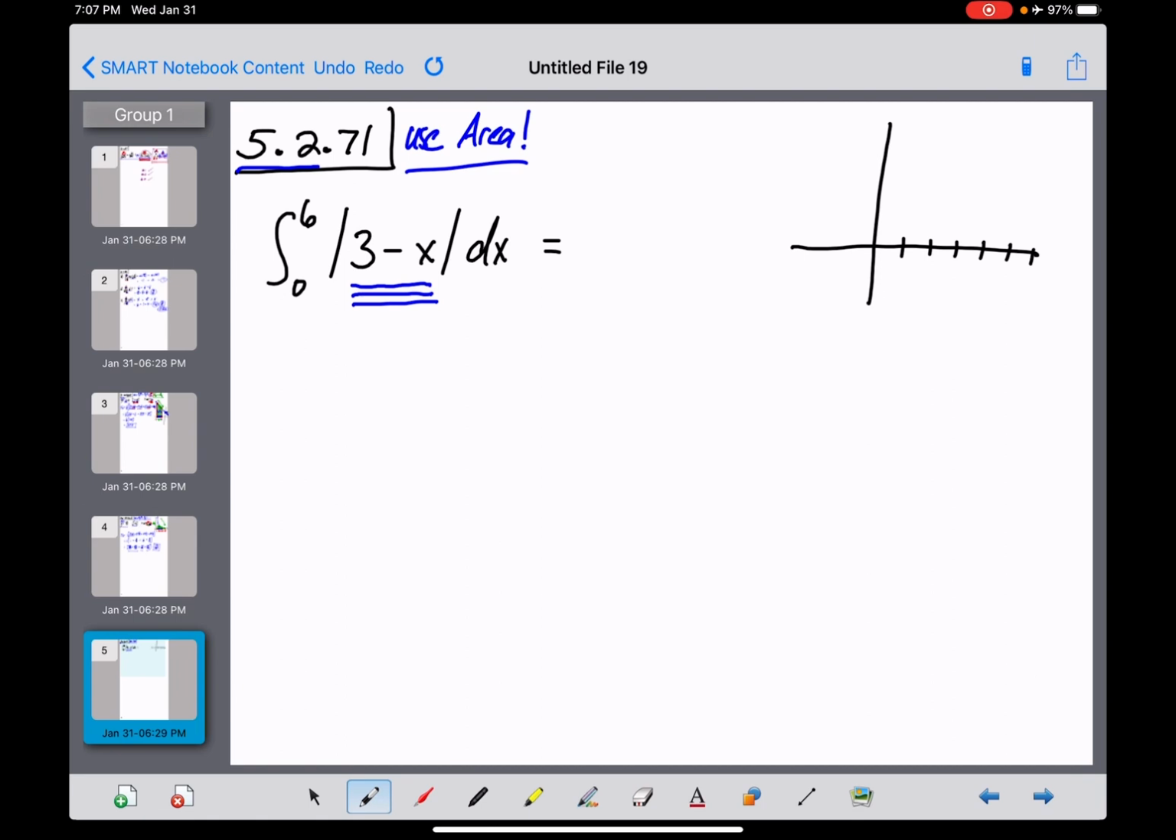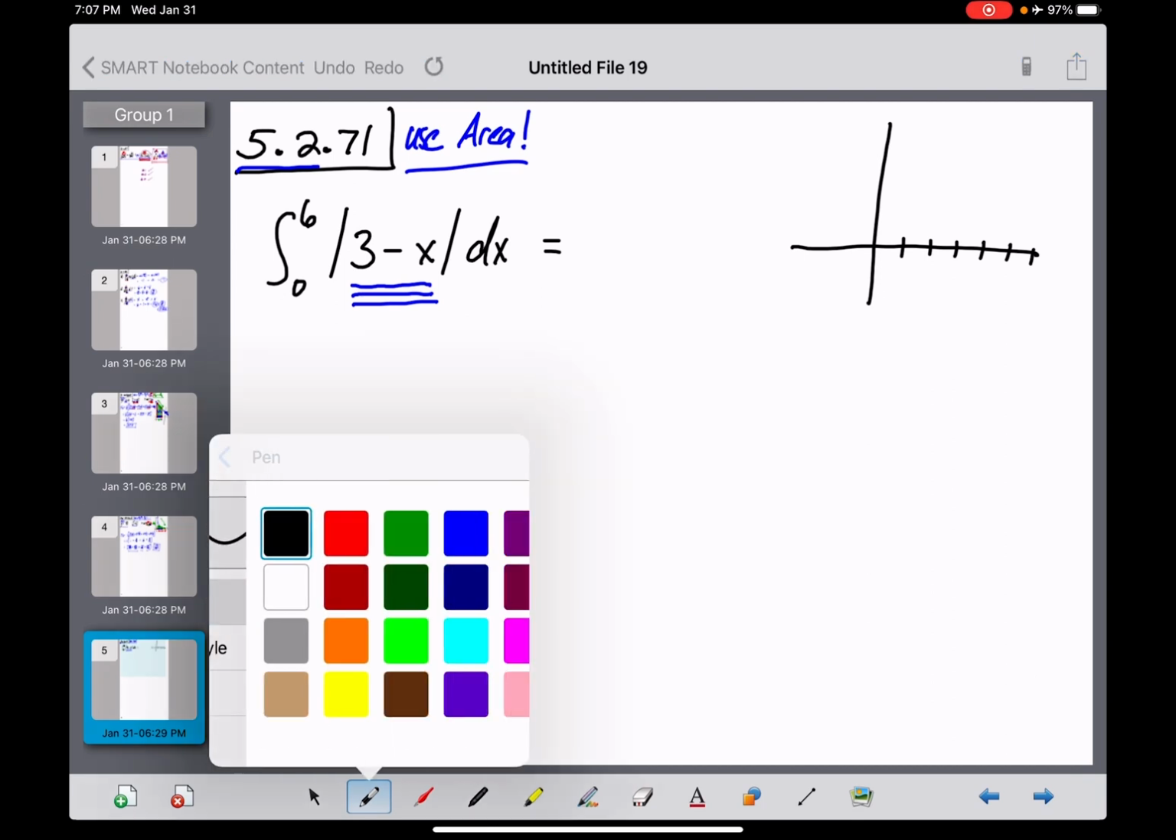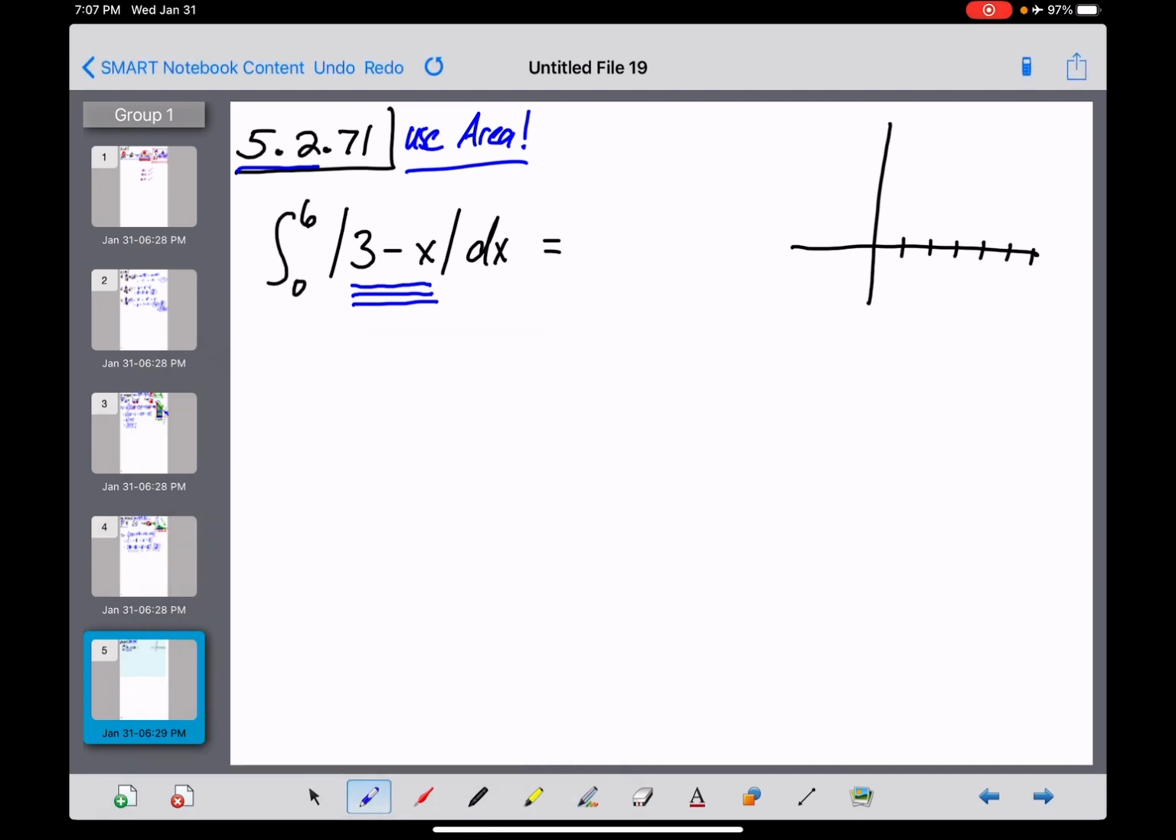All right, so at that value of 3, let's just think about what happens now. When x is 3, 3 minus 3 is 0, and the absolute value of 0 is 0. So this graph should begin right there at the point (3, 0).